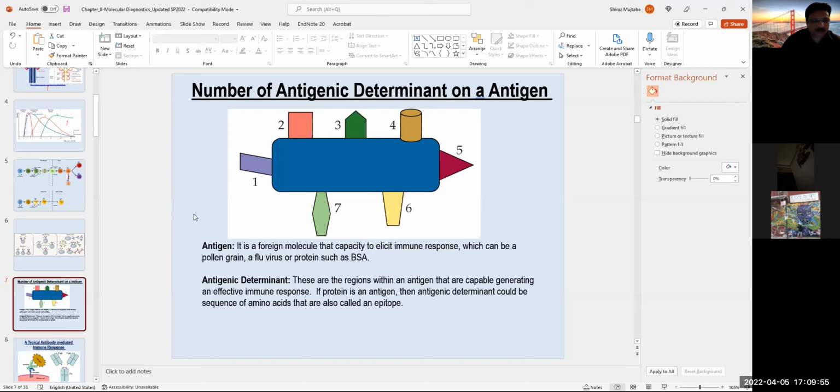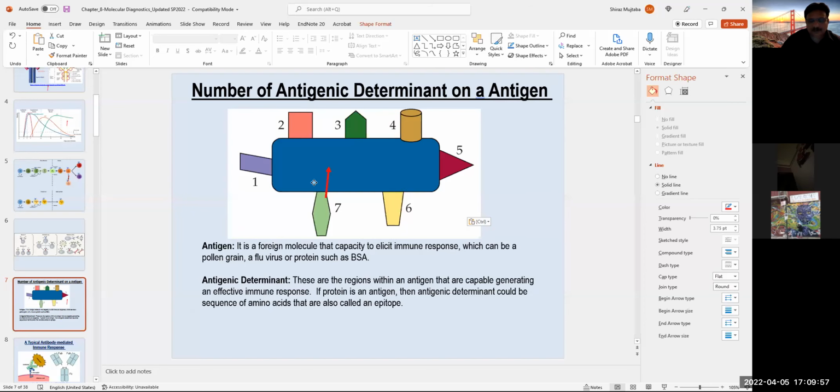So a typical antigen could be bound by various antibodies. An antigen has an exposed surface, and on this surface, various antibodies can bind. So in this pathogen or this antigen, there are 7 different kinds of antibodies here. And the portion of the antigen that reacts to the antibody is called the antigenic determinant.